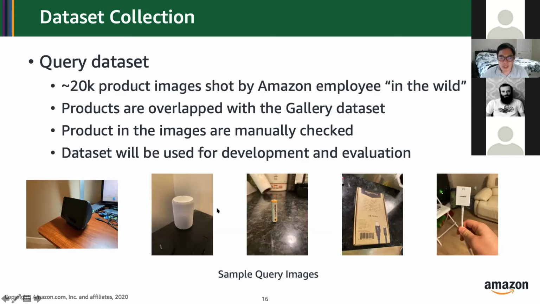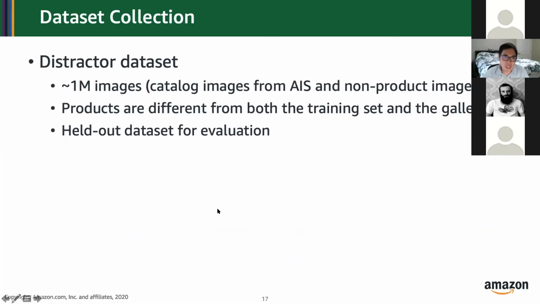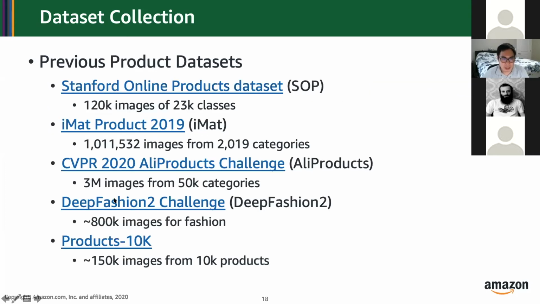To make this challenge more challenging, we also propose to collect another distractor data set, which is another 1 million images, which may contain catalog images and non-product images. We will combine this distractor data set and the gallery data set to make a huge index set for the final evaluation. Okay, that's the data set.